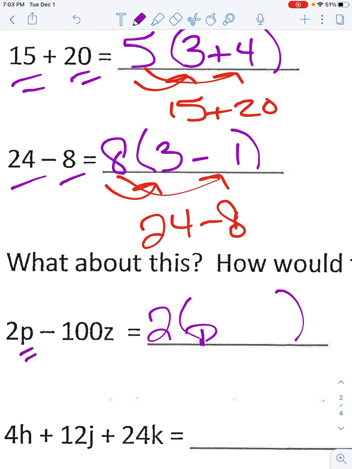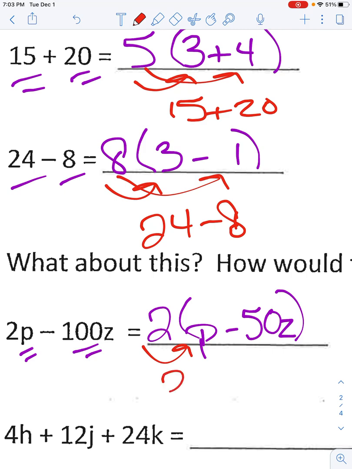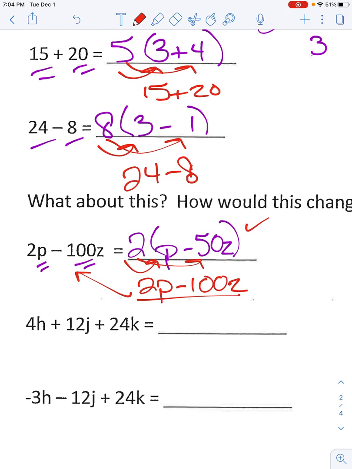2 divided by 2 leaves me with 1p. And 100z divided by 2 leaves me with 50z. Just don't forget the variables. 2 times p is 2p. 2 times a negative 50 is a negative 100z. This matches this. It checks out. We do these no differently.